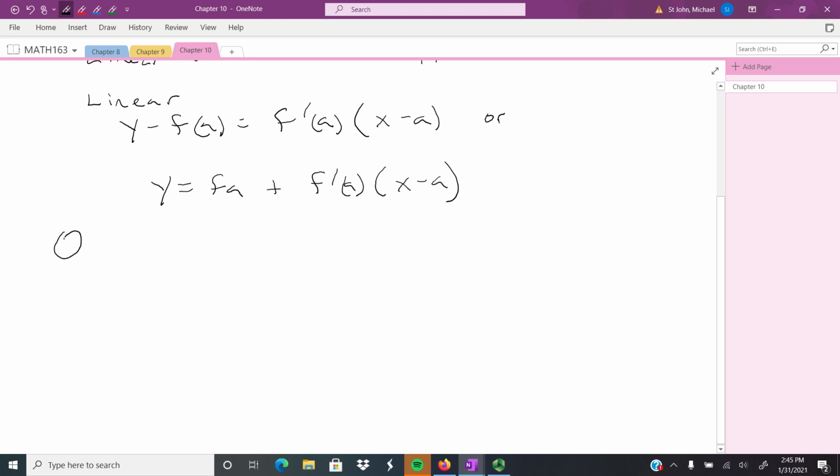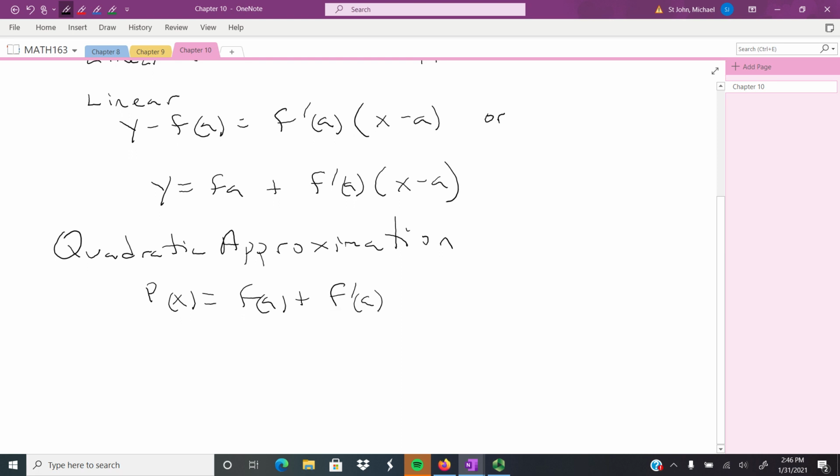And then the quadratic approximation looks like this: p of x is f of a plus the derivative times x minus a plus the second derivative of a times x minus a squared.